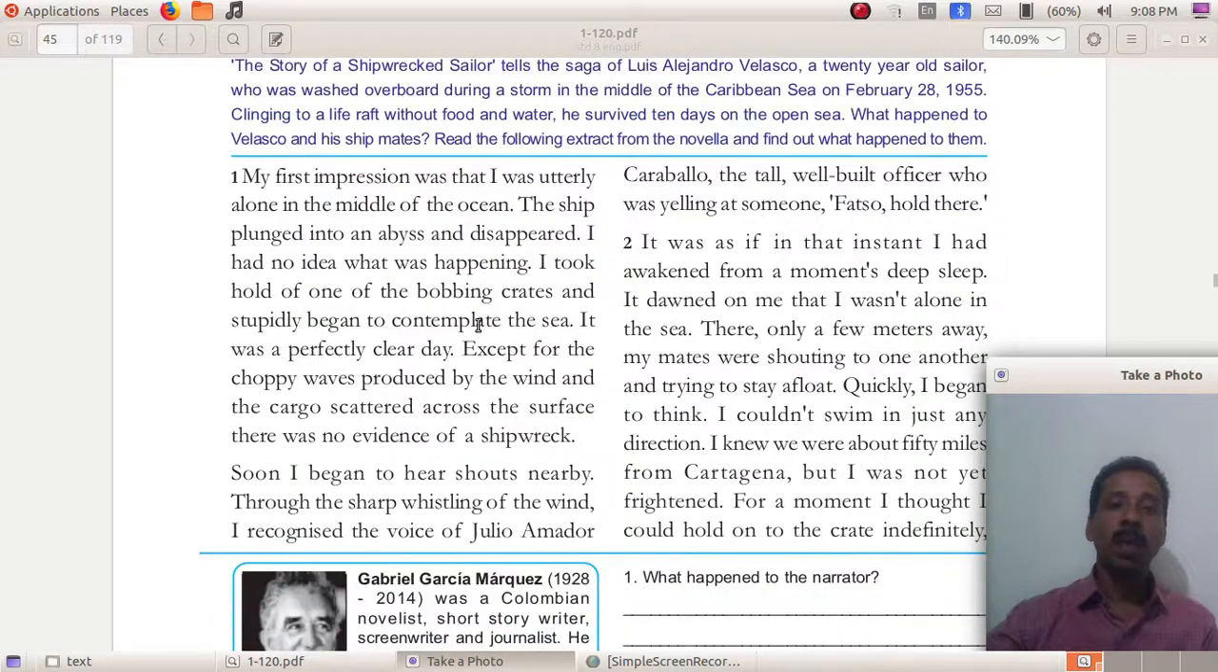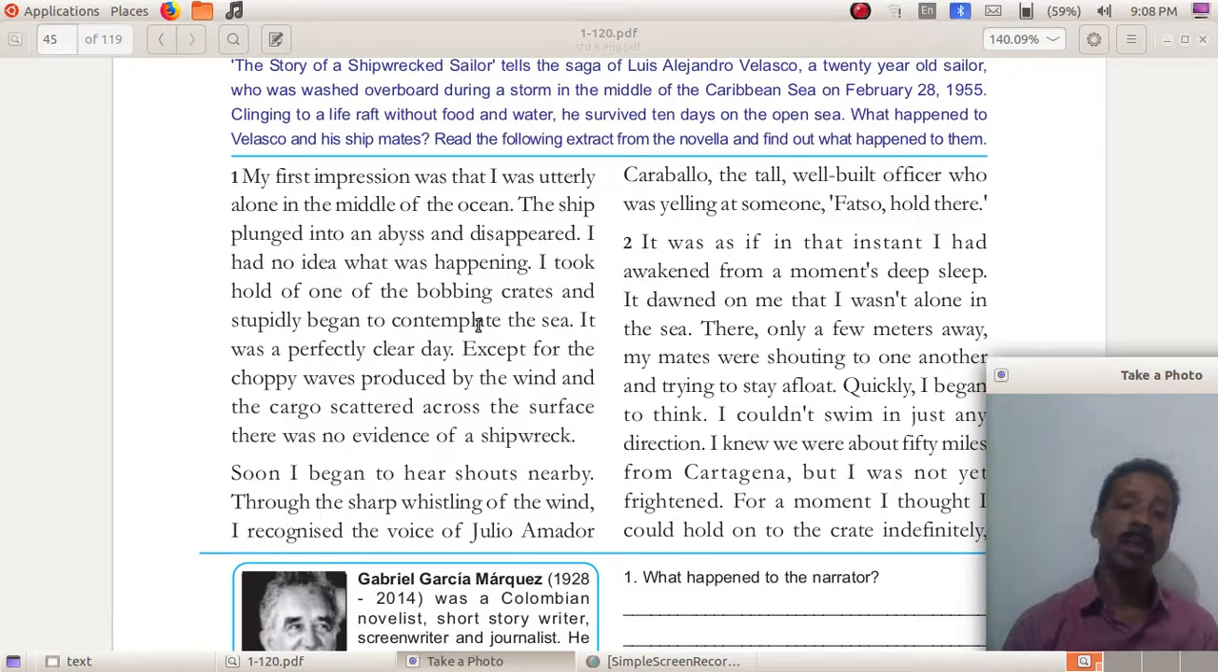So in the first sentence itself, the feeling of the narrator is mentioned. So here in the story, who is the narrator? Velasco is the narrator. So he is narrating everything that happened. Okay. So what was his first impression? He was all alone. He was utterly alone in the middle of the ocean.